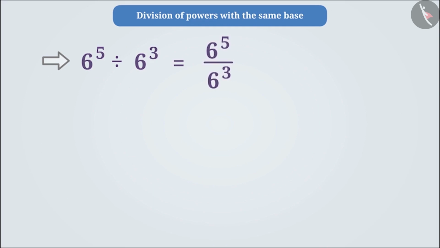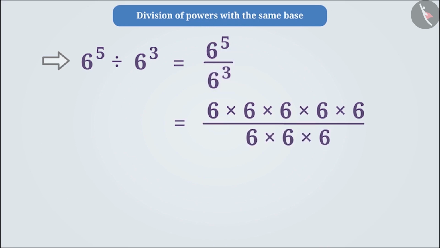Now let us learn about the rule for dividing numbers with powers having the same base. Let us simplify 6 to the power 5 divided by 6 to the power 3. These can be represented in the form of numerator and denominator. 6 to the power of 5 is 6 multiplied by itself 5 times, and 6 to the power of 3 is 6 multiplied by itself 3 times. Upon solving, we get 6 into 6, which is equal to 6 square.